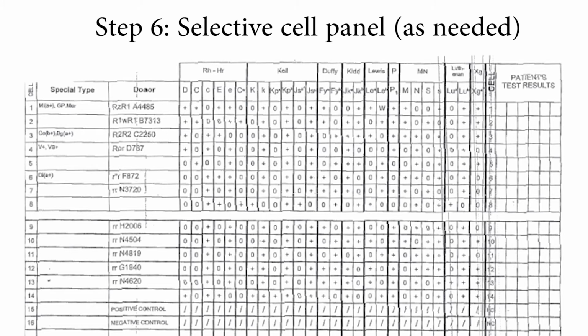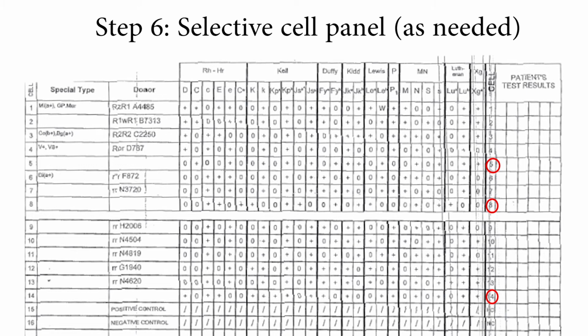I select cell 5 because big C is positive and all the other antigens of interest are negative. Next, I selected cell 8 because we can potentially rule out big E, Cw, big K, and Lutheran a antigens as possible antibodies present in the patient plasma. This is a supercell. I'm also selecting cell 14 because D is positive and big C is negative.